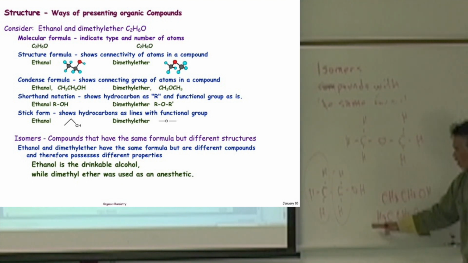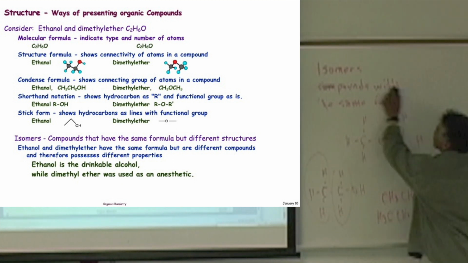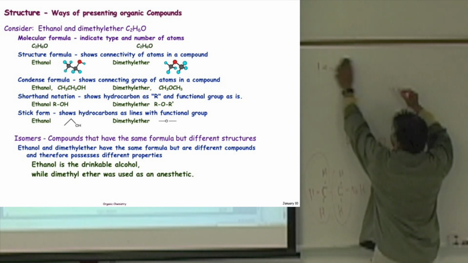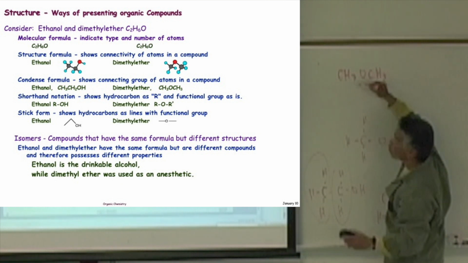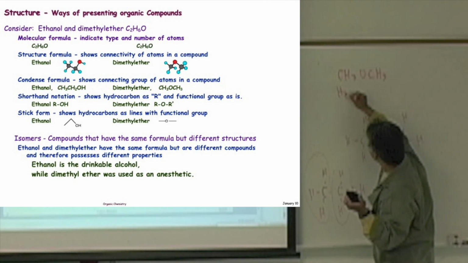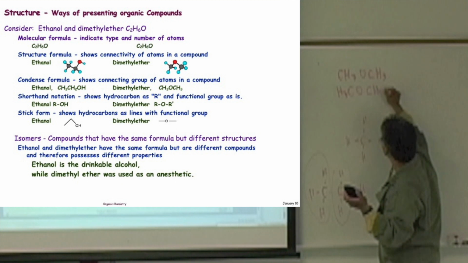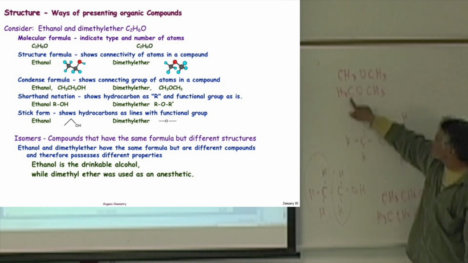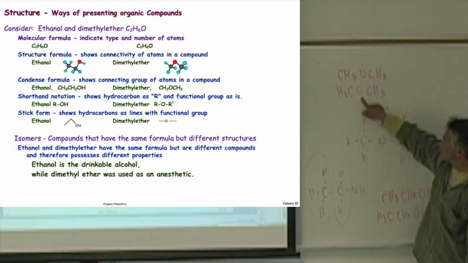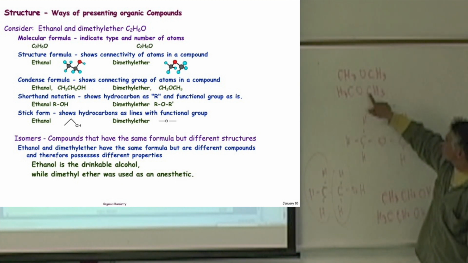So you see how I took this and made it one line? Well, that's the condensed form. This guy right here, I would write it this way. I could write it as CH3, O, CH3, or I could do this, H3C, O, CH3. When I do it this way, I'm showing that the hydrogens are connected to the carbon, which is connected to the oxygen, which is connected to the carbon that has 3 hydrogens.